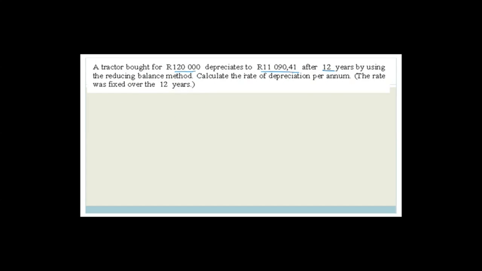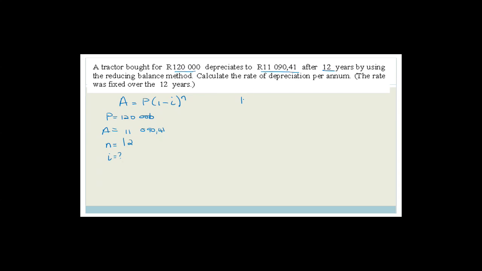Okay, so we know that we're looking at the reducing balance method. So the formula for that is A is equal to P 1 minus I to the power of N. Okay, the minus is important. The principal is the amount we started with, which is 120,000. So P is 120,000. The A is the amount we ended up with, so that becomes 11,090.41. And then the number of years, because they're saying it's depreciation per annum, so N is 12, and they want I. What is the rate? So let's just substitute in this and see if we can solve for it.